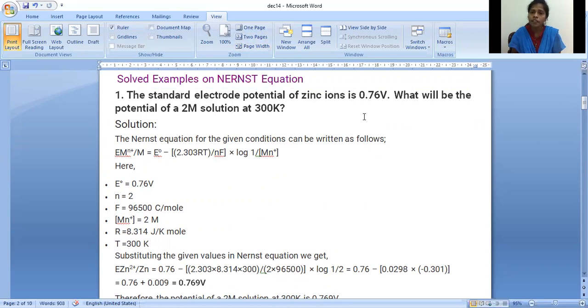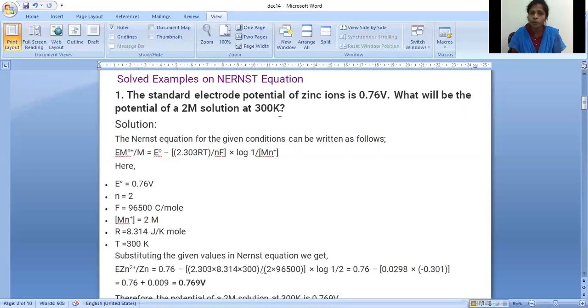So what have they given? They have given the E naught value, the concentration value, and also the temperature. They have given the absolute temperature in Kelvin. So we need not convert centigrade into Kelvin because the temperature is already in Kelvin. So the solution: the Nernst equation for the given conditions can be written as E is equal to E naught minus 2.303 RT by NF log 1 by Mn plus.